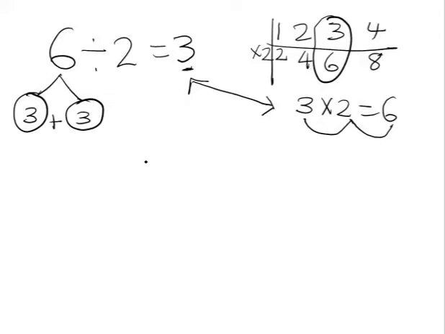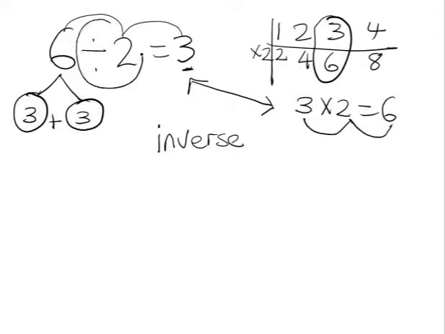What is inverse? Inverse is opposite. Inverse means opposite. The opposite of division is multiplication, and the opposite of multiplication is division. Okay, so reading a division sum backwards gives you a multiplication sum. And in order to know this, you need to know your multiples of 2, or your 2 times tables.